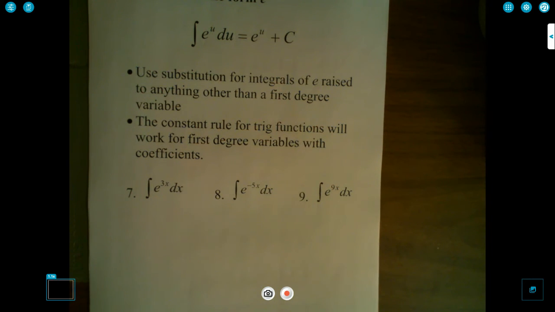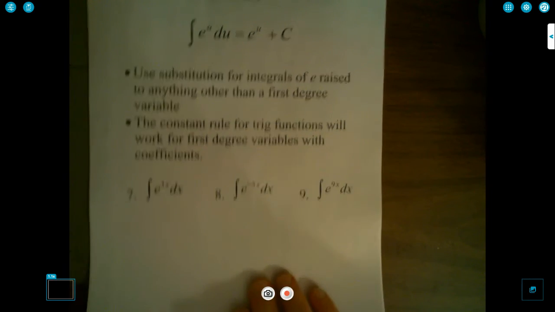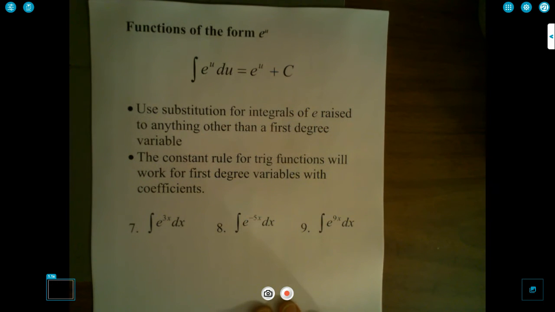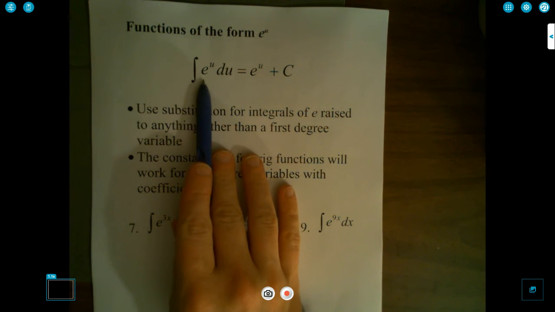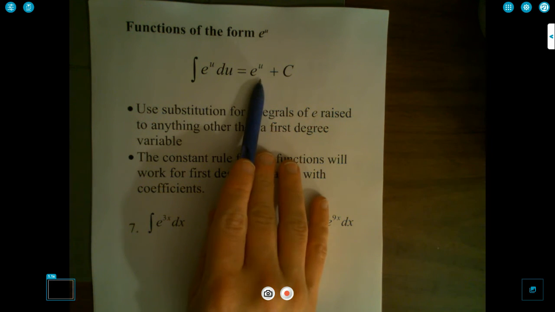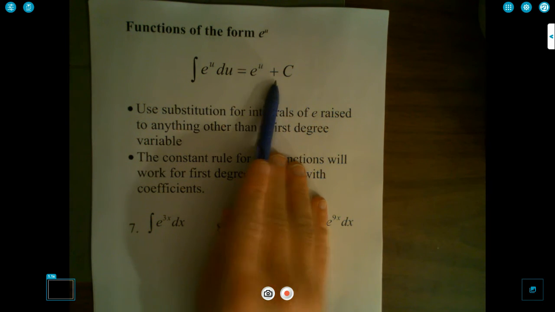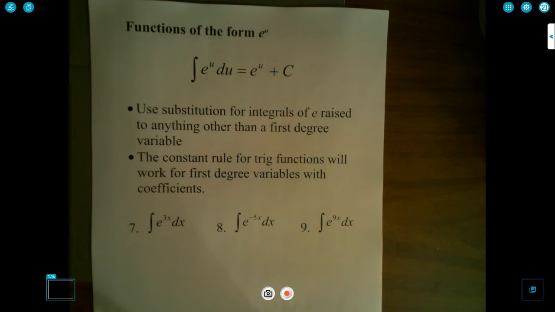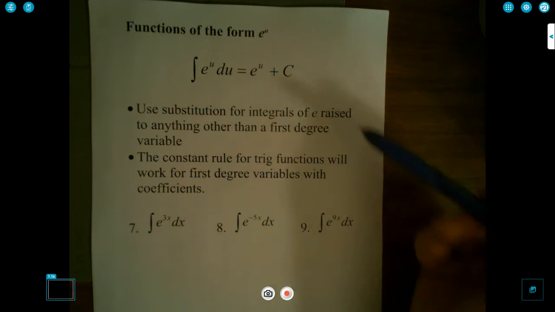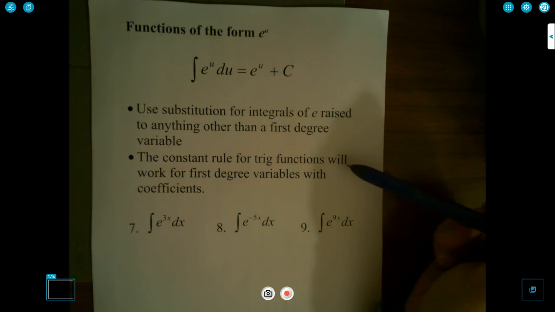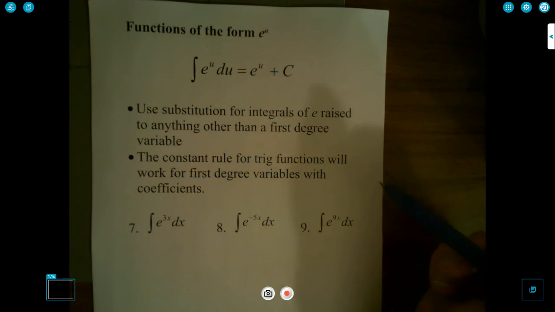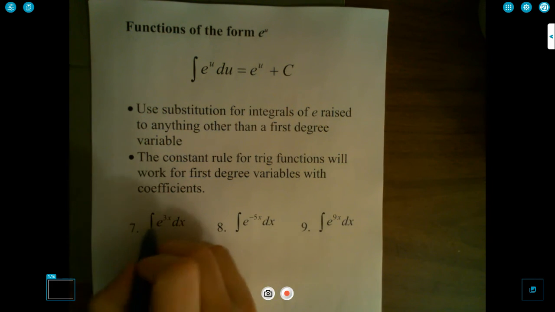We're going to finish this up by looking at functions of the form e to the u. Okay? So when I have an integral of e to the u du, it's just going to be e to the u plus c. Done. That's it. So we use substitution for integrals of e raised to anything other than the first degree variable. The constant rule for the trig functions will work for first degree variables with coefficients as well. So you're going to see a pattern with this, and it's super easy.